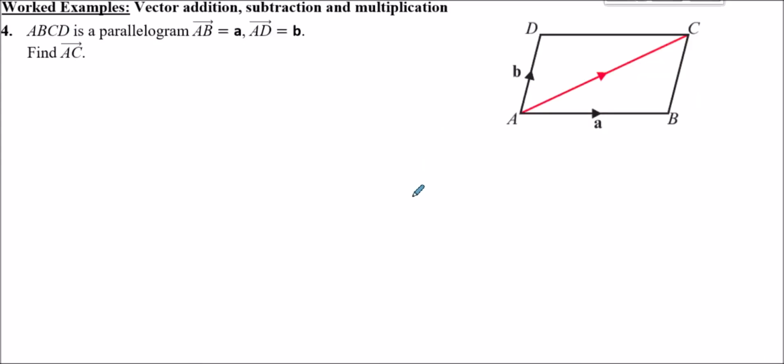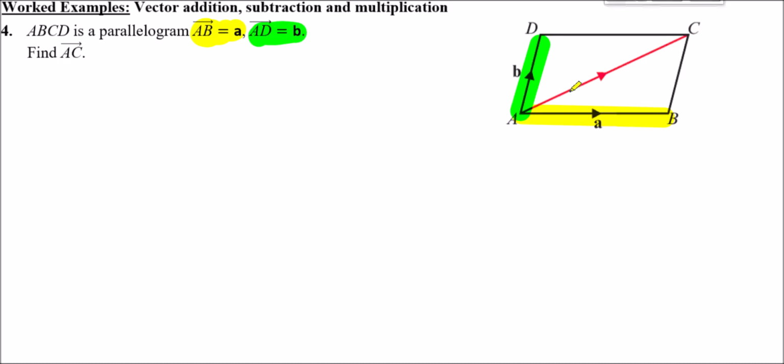Question 4, a similar idea to question 3 really. We've got this parallelogram A, B, C, D. So A to B is A, and A to D is B. So from A to B is vector A, like so. And then from A to D is B. So we need to find from A to C.